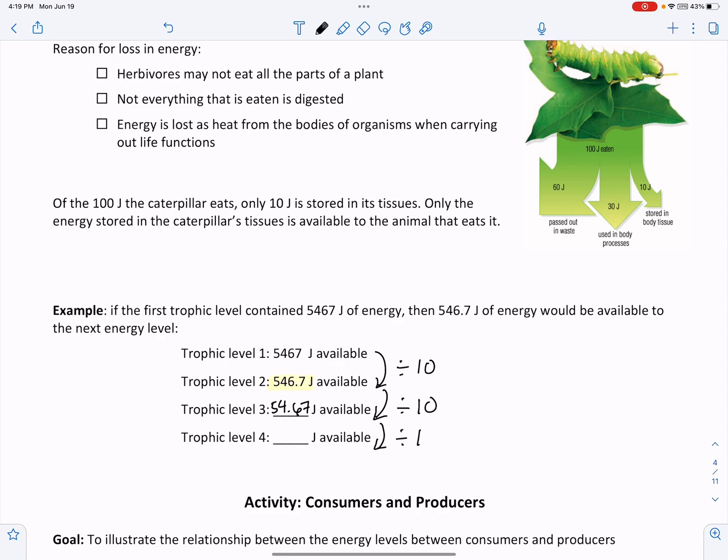Let's find out how much energy is available when we go from the third trophic level to the fourth trophic level. And for this, again, we will divide by 10. Try this in your calculator and see what you get. If we do this, we get 5.467 joules of energy.